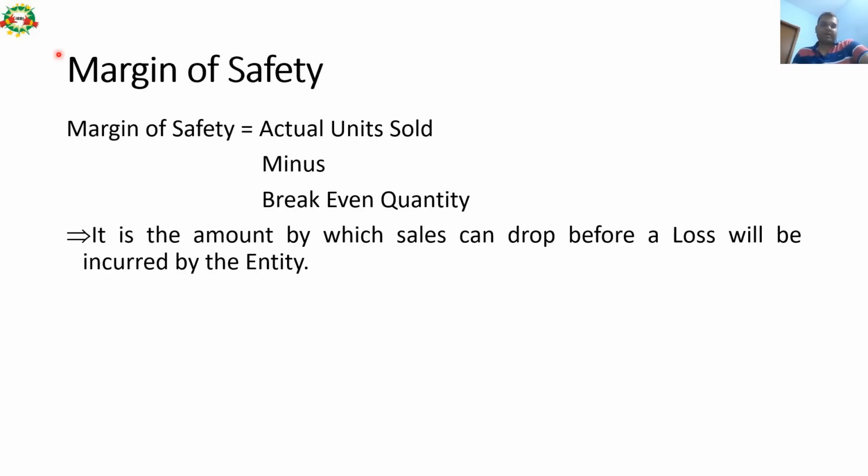So let us understand margin of safety. Margin of safety is nothing but actual units sold minus break even quantity. Right. So it is the amount by which sales can drop before a loss will be incurred by the entity.